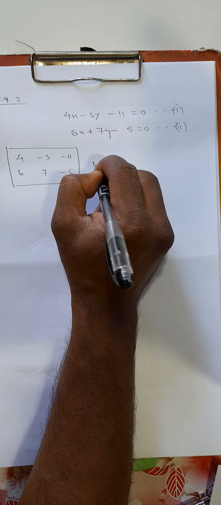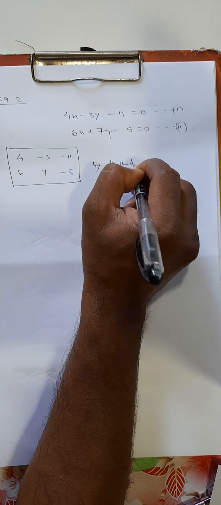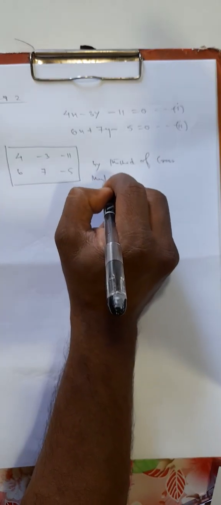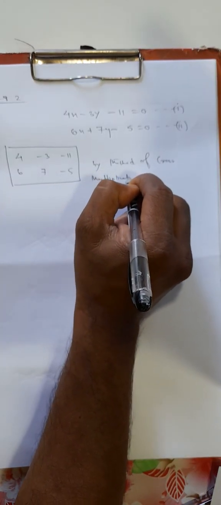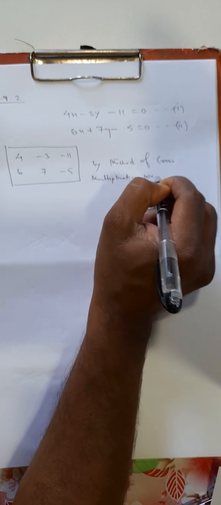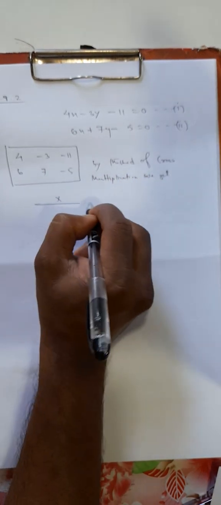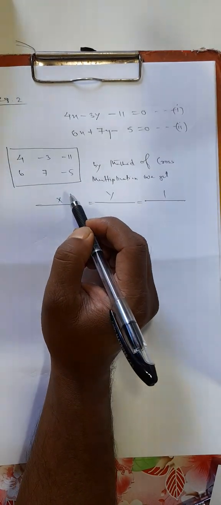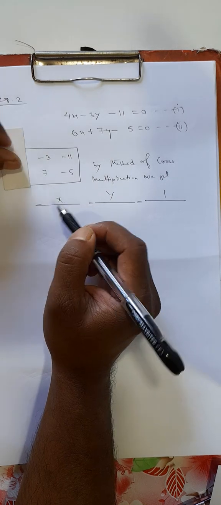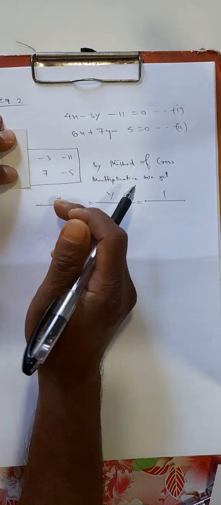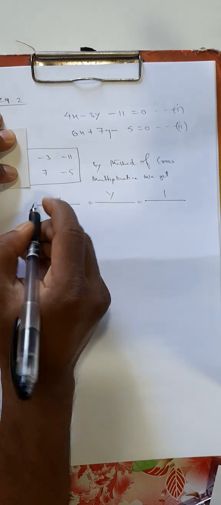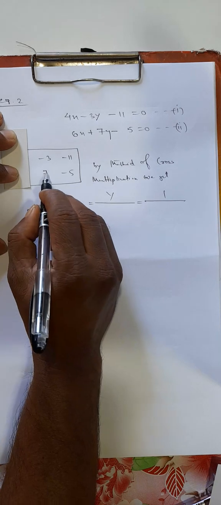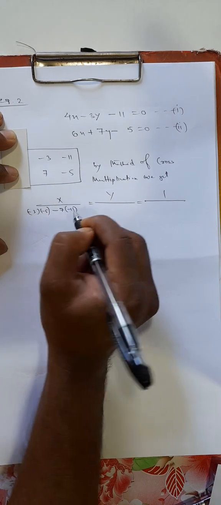Now by the method of cross multiplication, we get x divided by, y divided by, 1 divided by. Now you hide the coefficients of x. When you find the denominator of x, you hide the coefficients of x, then you cross multiply this: minus 3 into minus 5 minus 7 into minus 11.